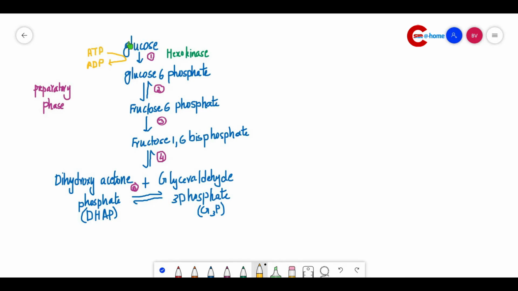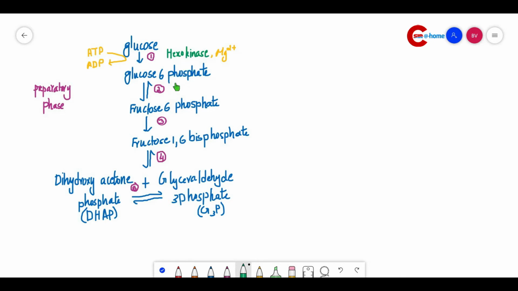Okay. Then kinase always needs a cofactor, that is magnesium 2+. Kinase always needs magnesium 2+ as cofactor. And here the reaction is phosphorylation. Glucose is converted into glucose 6-phosphate. The reaction is phosphorylation. Then glucose 6-phosphate is converted into fructose 6-phosphate.